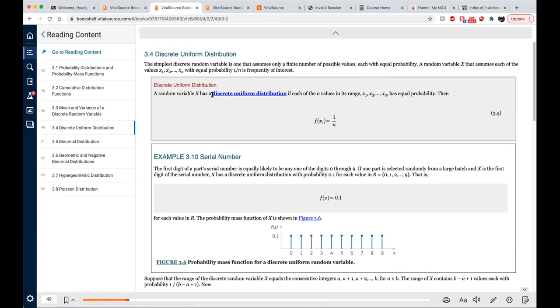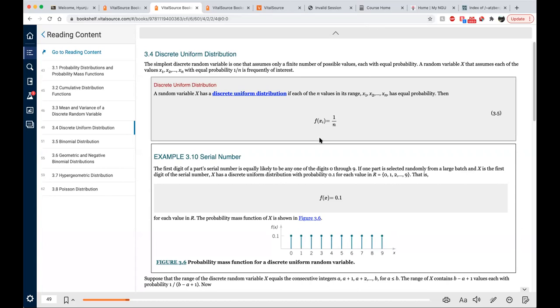The random variable X has a discrete uniform distribution if each of n values, where n is the number of outcomes in the sample space, x sub 1 through x sub n, has equal probability. Keep in mind that the sum of probability in the sample space must be equal to 1. To satisfy that, the probability for each outcome must be 1 over n, because n times 1 over n equals 1.